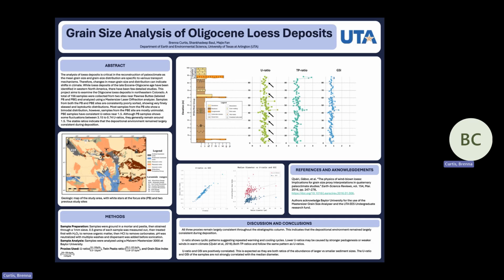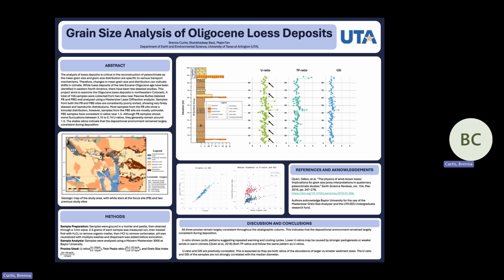The analysis of loess deposits is really important as people try to reconstruct the paleoclimate, because just the mean grain size and the distribution of grain sizes can indicate different transport mechanisms. And loess deposits of the late Eocene and Oligocene ages have been identified in North America, but there haven't been too many detailed studies.